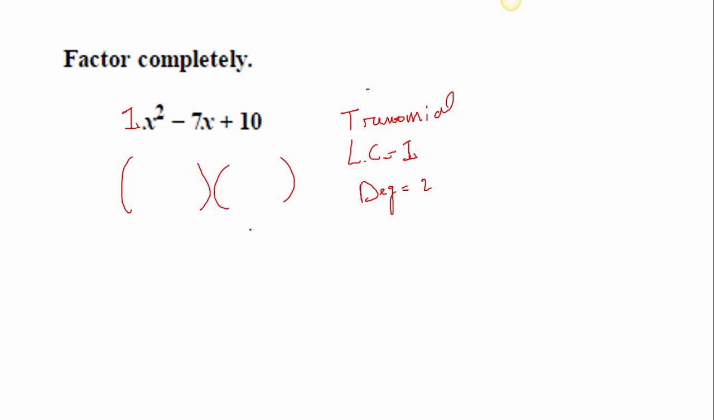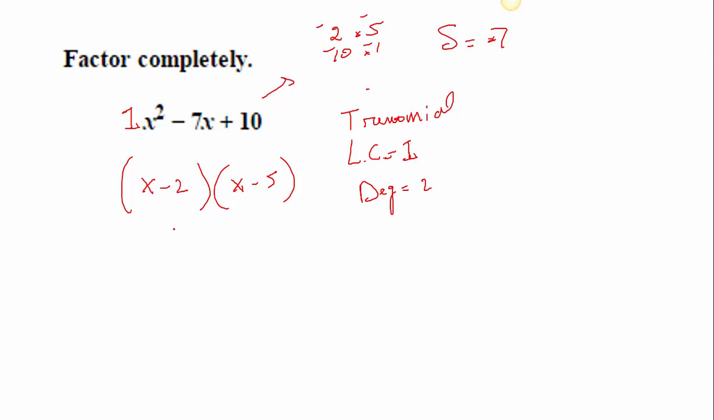Open 2 parentheses. Now we want the product to be 10, so that's 2 times 5, or 10 times 1. We want the sum to be negative 7, and because the sum is negative, these have to be both negatives. And negative 2 plus negative 5 is negative 7, so we're done. So x minus 2, x minus 5.